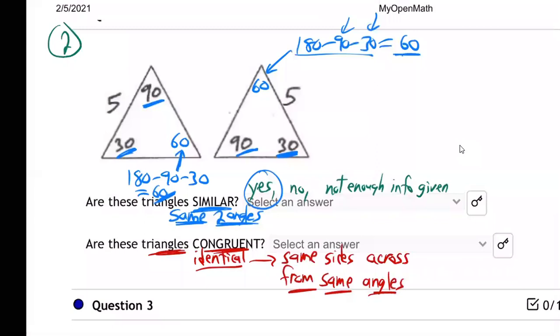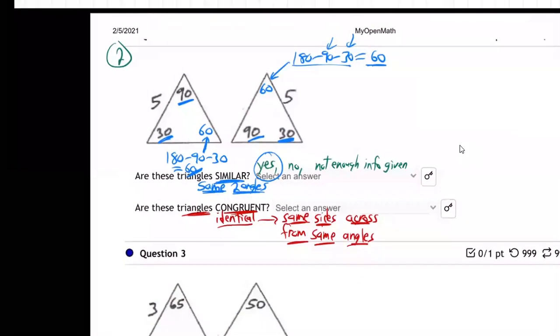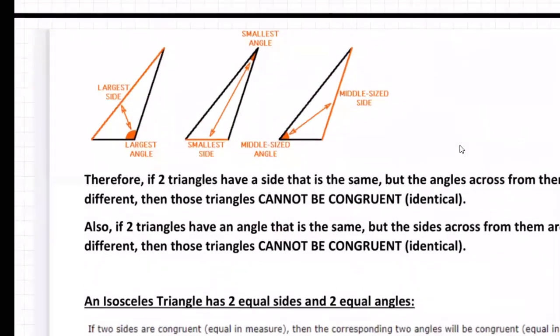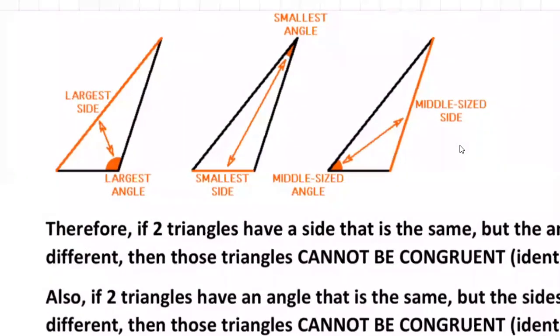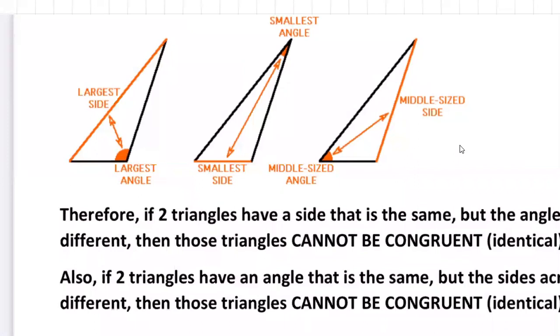That's the key. To be identical, to be completely identical, congruent, you've got to have not only the same sides and the same angles, but you've got to have the same sides across from the same angles. What do I mean? Well, let's go look at the notes again. Let me explain that to you a little bit. This right here will really help you think about triangles. Look at this, a great diagram I got off the internet that helps.